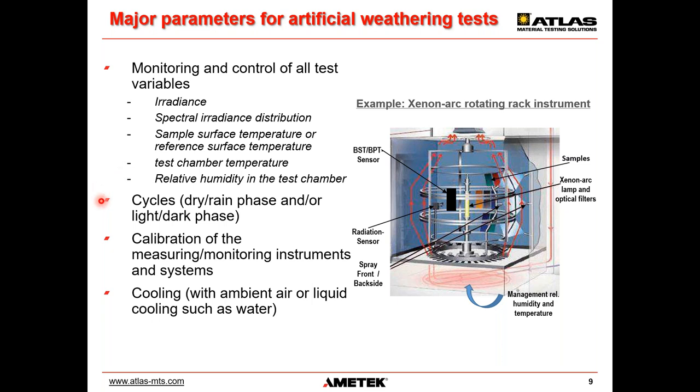This is the next point: the cycles. You can program either light and dark phases. The dark phases are sometimes neglected, but they can also be very useful to provide some relaxation time for all the light-induced excited states you produce, and also very important, dry and wet phases. So you program how long you want to have light phases with or without rain, and how long you want to have pure rain phases, for example, in the dark.